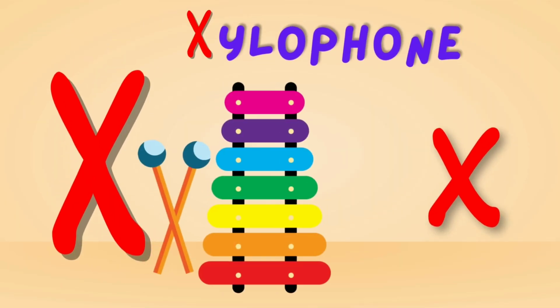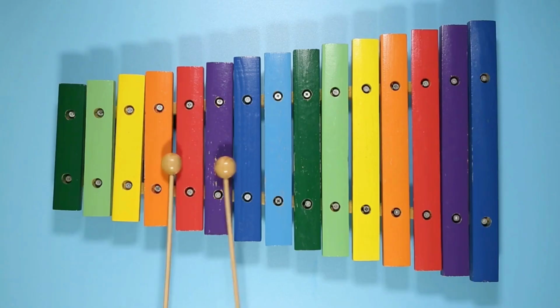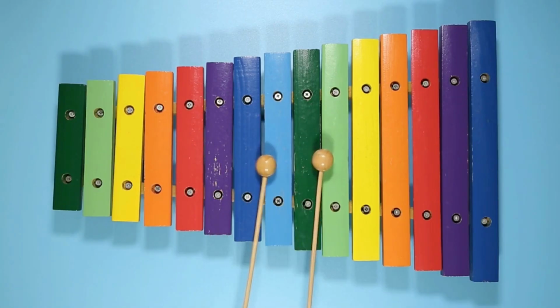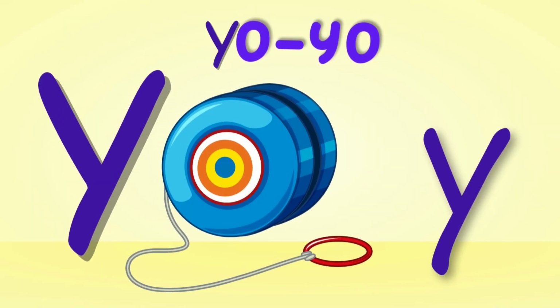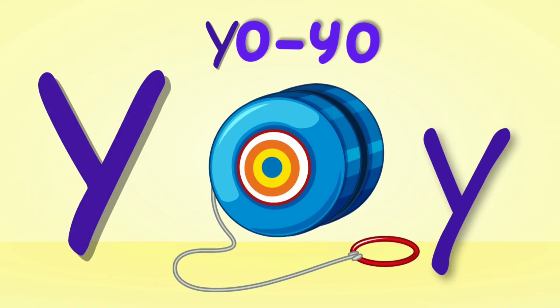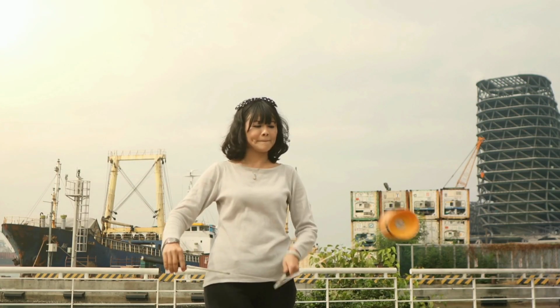X is for xylophone. This is a xylophone. Y is for yo-yo. This is a yo-yo.